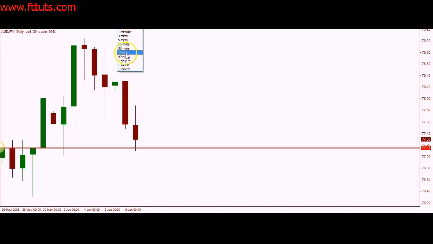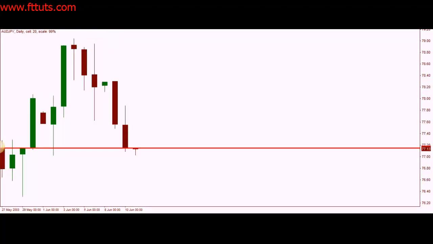Let's move this. So you're always going to have levels that you're interested in. Most of the time it's going to be like a support and resistance level, fractal levels, and they're all support and resistance levels. Now you could see what happened here.